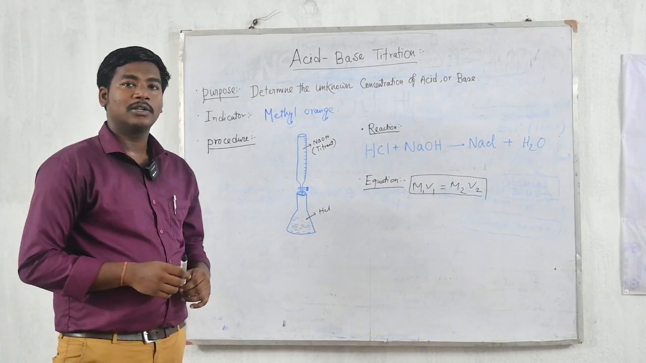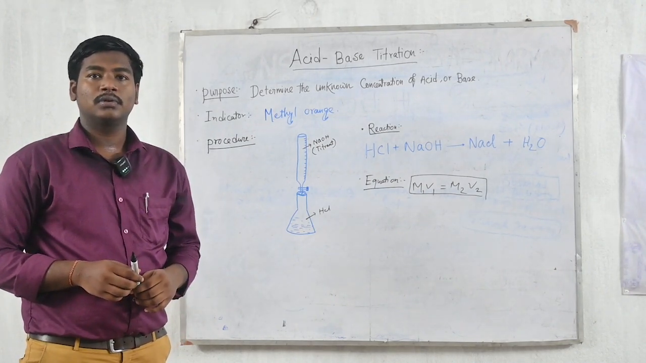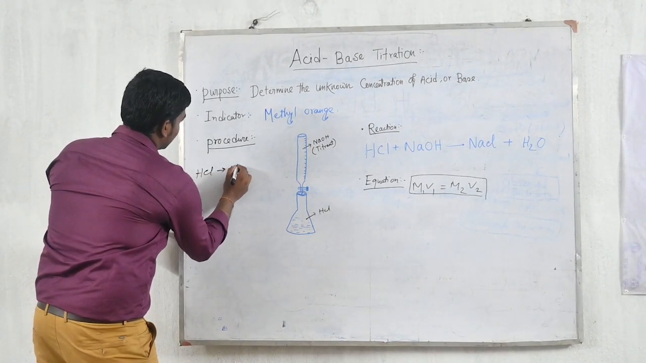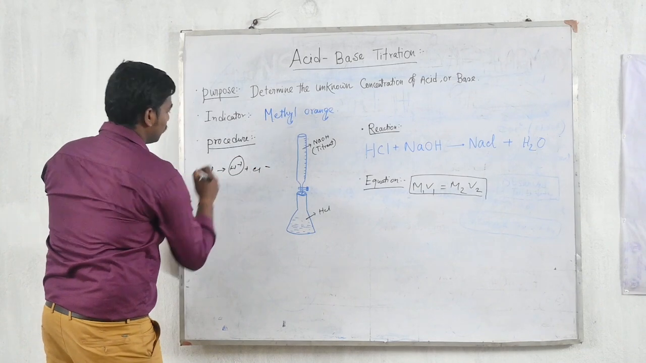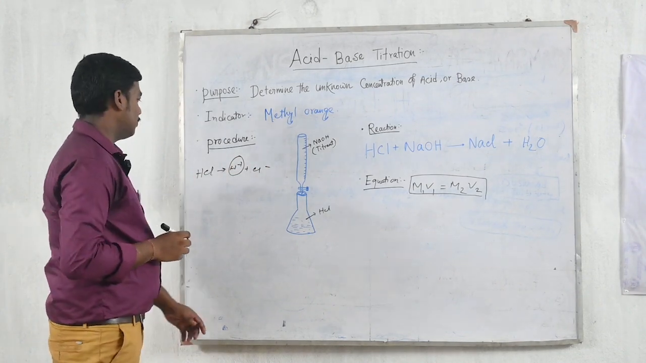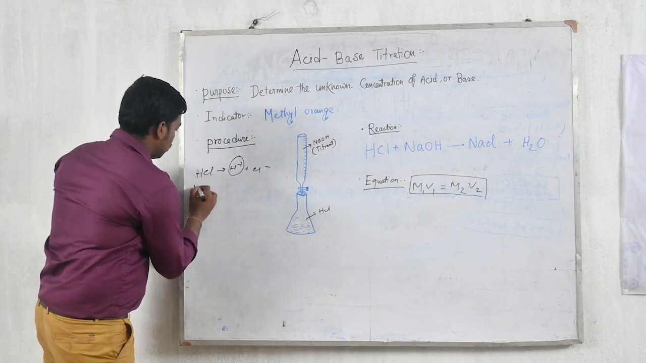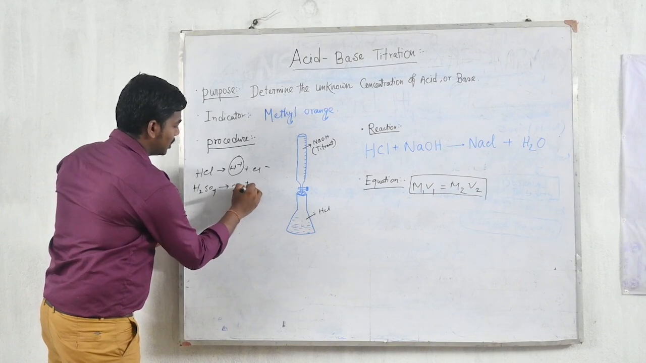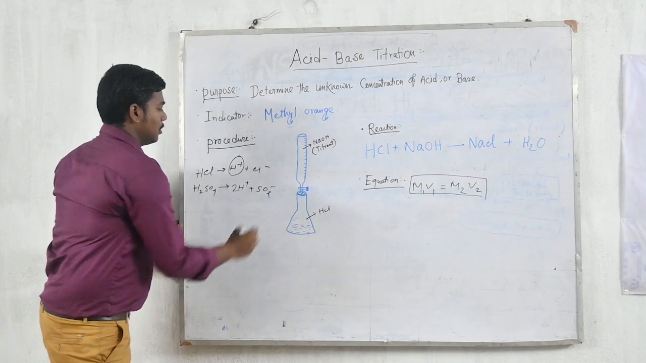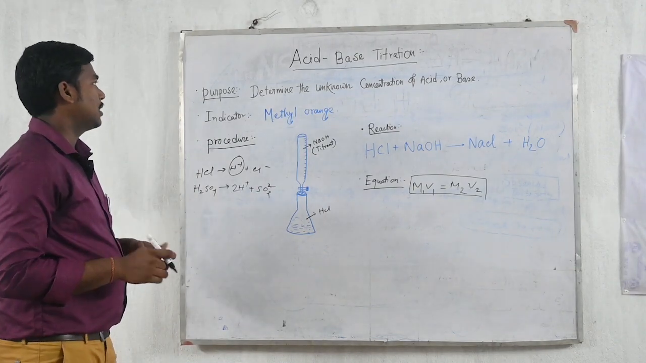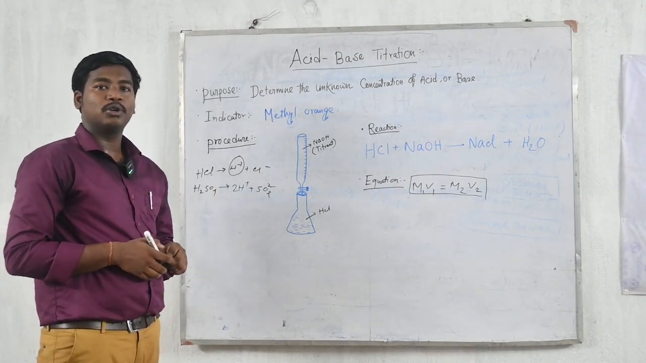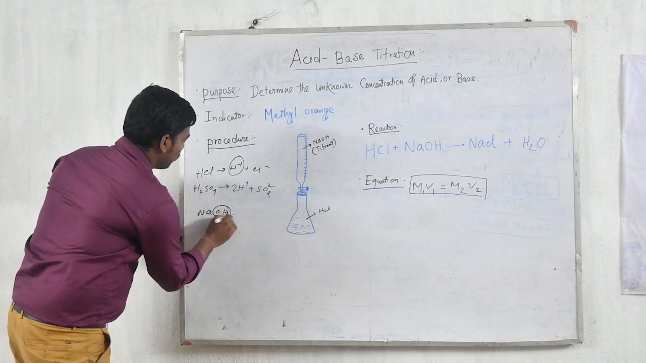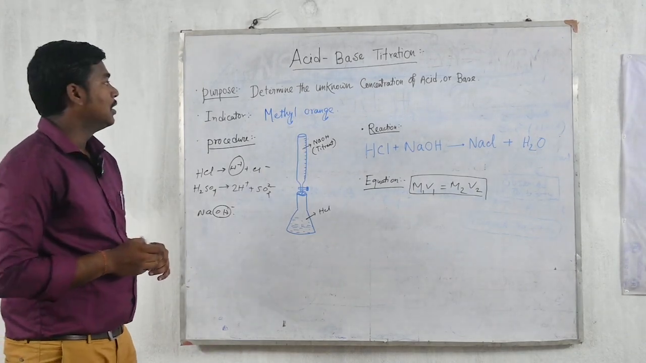So according to the Arrhenius theory, acid is a type of substance which produces the H plus ion. Like HCl, HCl is divided into H plus and Cl minus ion. So it produces the H plus ion. So according to the Arrhenius theory, HCl is an acid. Also we can say H2SO4 is an acid because H2SO4 is divided into 2H plus and SO4 2 minus. So H2SO4 is also an acid, and base is the type of substance which produces the OH minus ion. Like NaOH, sodium hydroxide, it produces the OH minus ion when it dissociates, so it is a base.